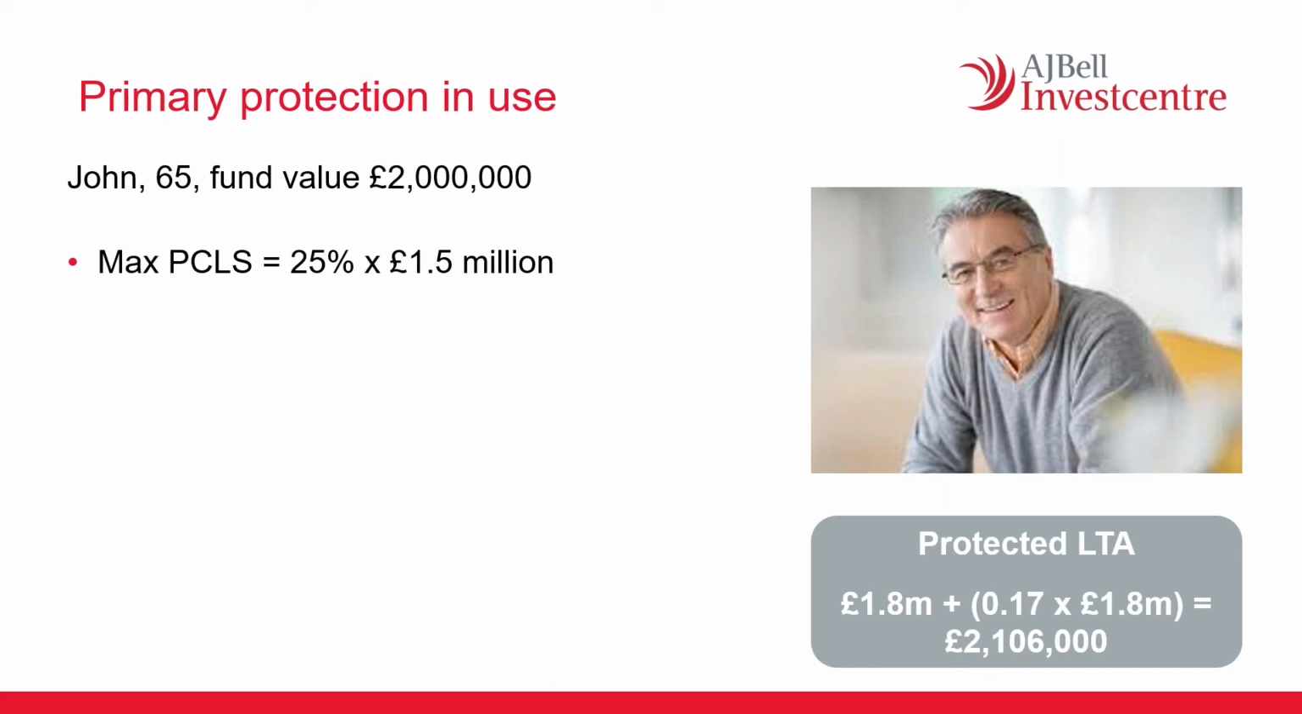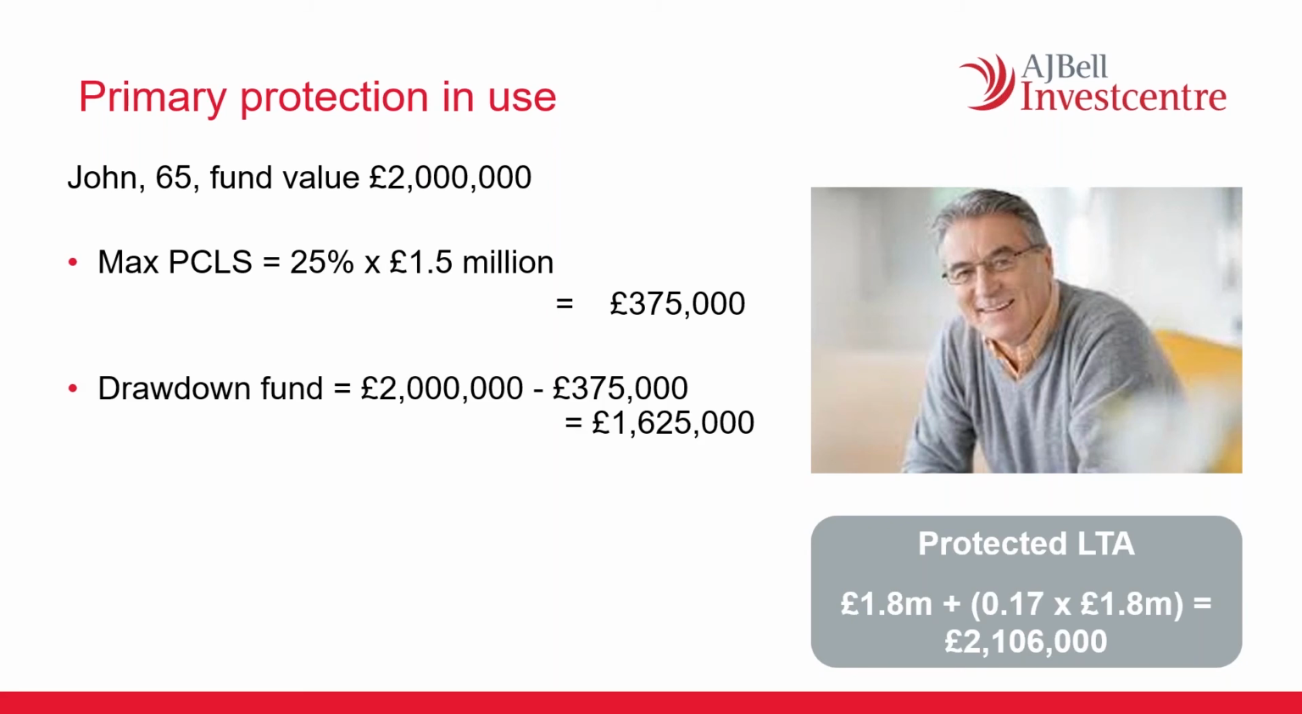His max PCLS, because he doesn't have any separate PCLS protection, will be 25% of the 1.5 million we use when we're talking about PCLS. So he can have £375,000 PCLS. His drawdown fund then will be the difference between the two. So because he's got a £2 million fund less his maximum PCLS, that can all go into his drawdown fund, so £1,625,000. He can do that because he's within his protected lifetime allowance. His total fund value is below his protected LTA. If he was over, then he would have lifetime allowance charges, etc. But he's not, so that's fine.